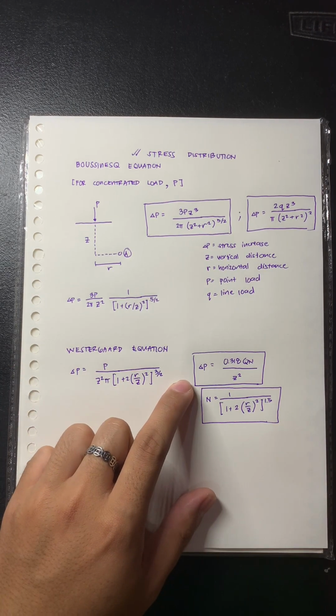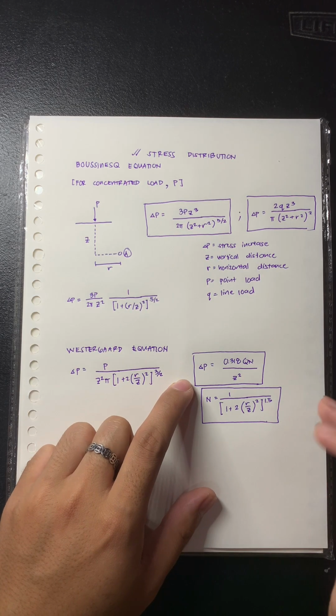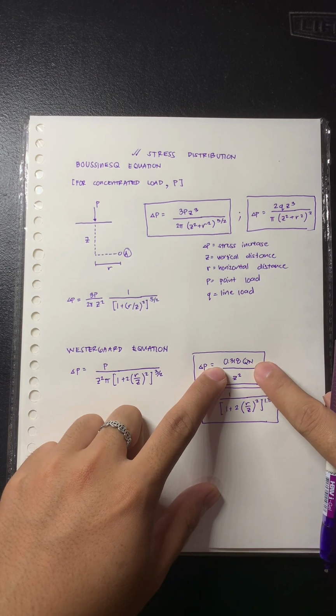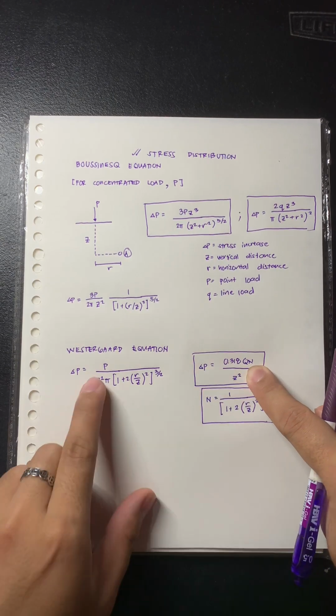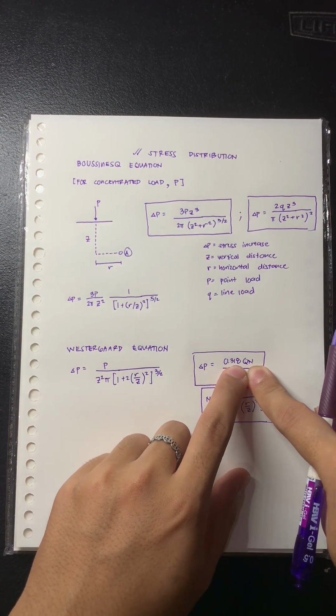So, we have an equation about the point load, which is 0.318 Qn over Z squared. What exactly is Q? The Q used here is the point load, the same as P.